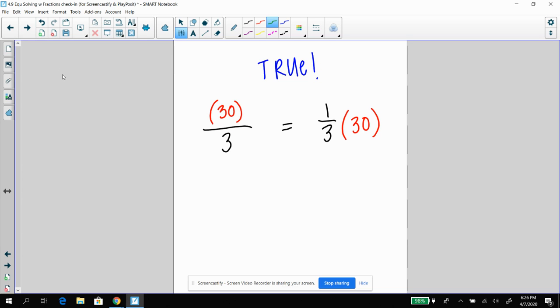And we're back. I hope you said true. I'm going to plug in 30 here as my number. Just to prove that this is true, 30 divided by 3 is 10, and 1/3 of 30 is also 10. 10 equals 10. Amazing. So if I write something like x over 3, x over 3 is the same thing as 1/3 of x. So you should feel really comfortable about that relationship.